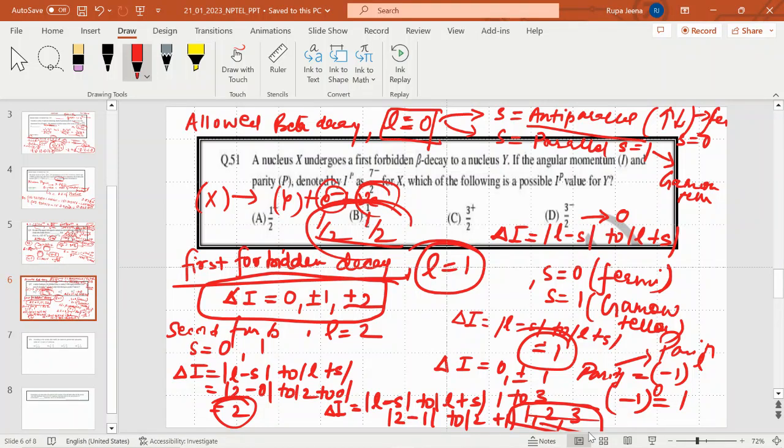Clear? See, from beta decay, one question will definitely come. Either it will come in the form of match the following. You will be given some decays that are going on, and you will be asked to find out the probability that this decay will go through which process, either first forbidden, second forbidden, third forbidden, or allowed. From beta decay, every year they are asking one question, sometimes for 1 mark, or sometimes for 2 marks. So you should know the concept of it.